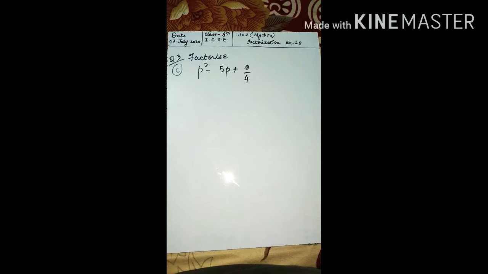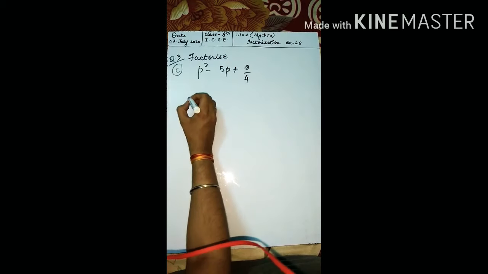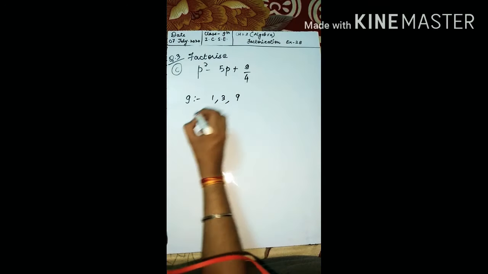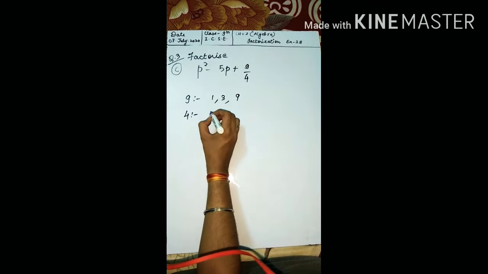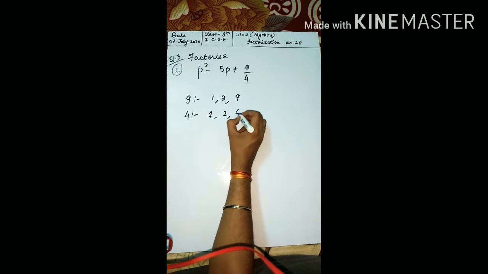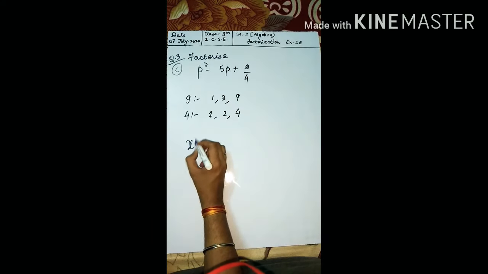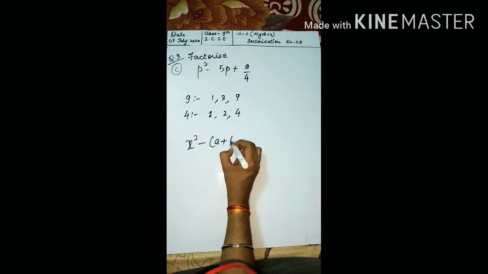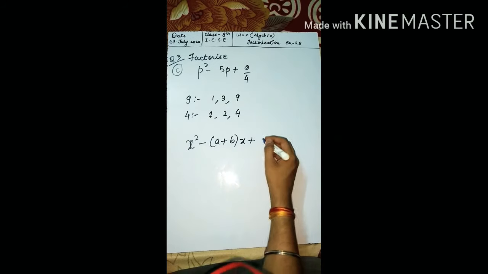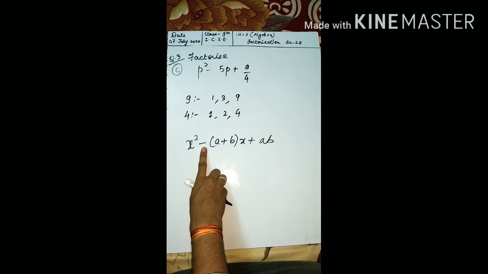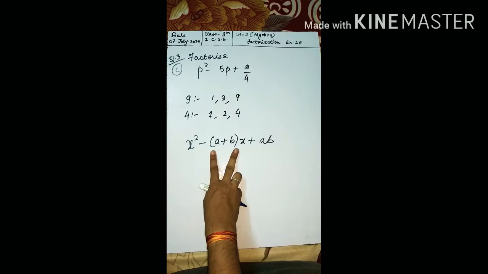Now again 9 by 4 we are given. So what are the factors of 9? 1, 3 and 9. What are the factors of 4? 1, 2 and 4. Now again the same question. See, this is kind of such a case, isn't it? ab. Only the difference is minus we have. This a plus b, we have to do it.